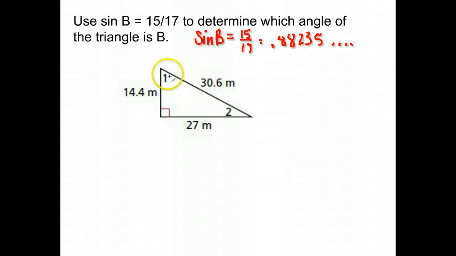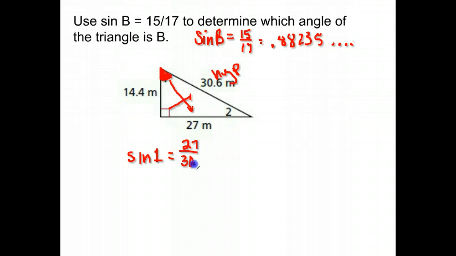Now we're going to find the sine of angle 1 and the sine of angle 2 and see which of those is also 0.88235. So where in my figure is my hypotenuse, just so I don't use it as one of my legs? Again, it's always across from the right angle. So here's the hypotenuse. Sine is opposite over hypotenuse. For angle 1, here's our angle 1. We want the leg opposite. What leg is opposite angle 1? The 27, over the hypotenuse of 30.6.